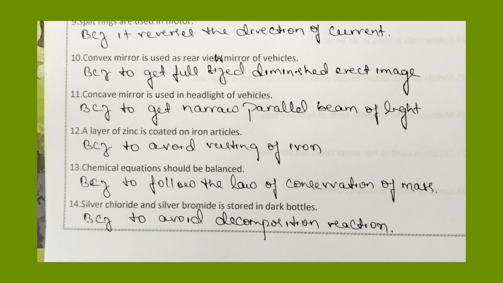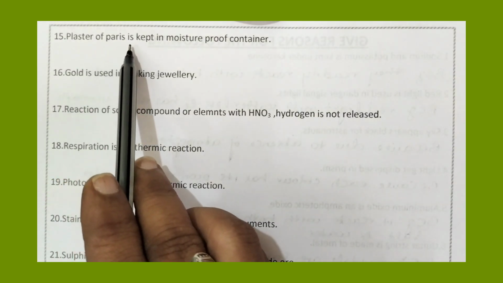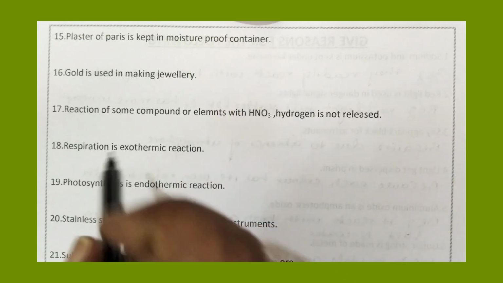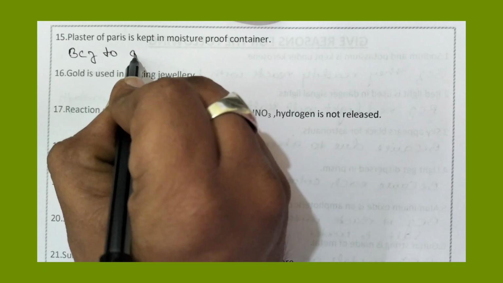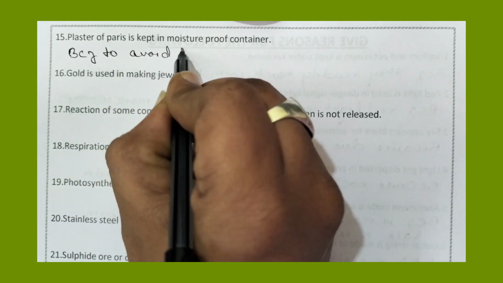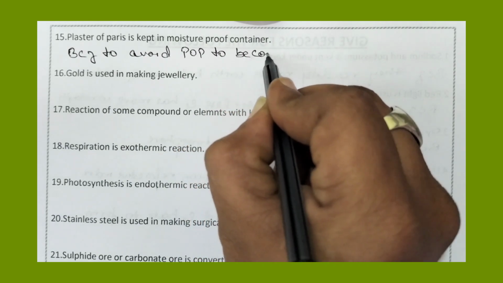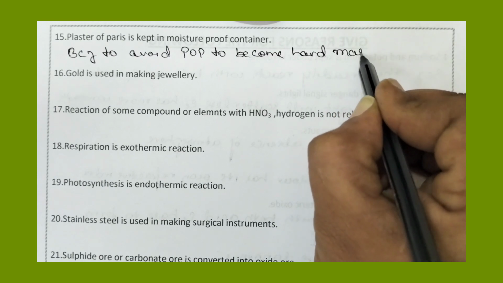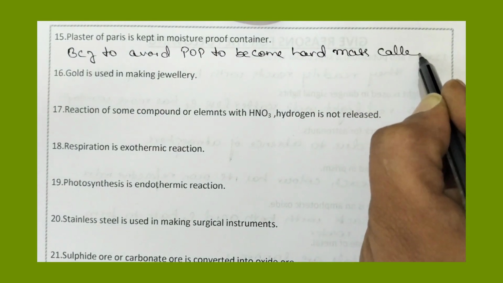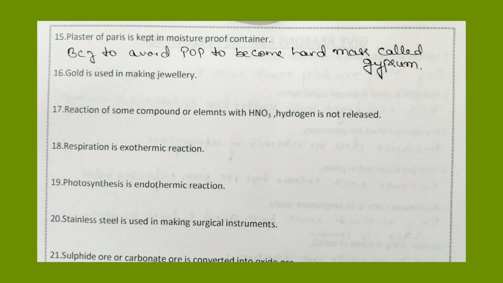Next, let us move to question number 15. Plaster of Paris is kept in a moisture proof container because to avoid POP becoming a hard mass called gypsum.